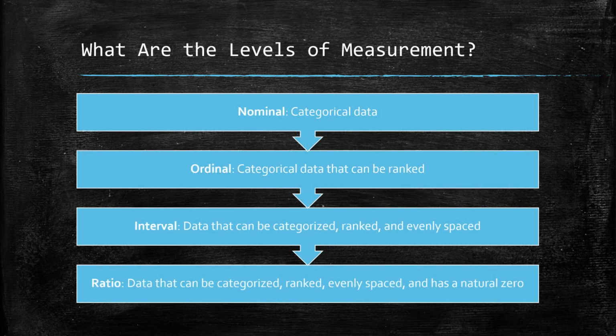Well, there are 4, and they all kind of build on one another. So we have nominal, which is just categorical in nature. There's not much you can do with it. You have ordinal, which is categorical, but has direction, has order, so you can rank it. Interval is data that can be categorized, ranked, and is evenly spaced. And ratio, data that can be categorized, ranked, evenly spaced, and has a natural zero. This natural zero is very important as an idea. And as we go through this, it'll make more sense what that natural zero means. But that's really the distinguishing characteristic between interval and ratio.